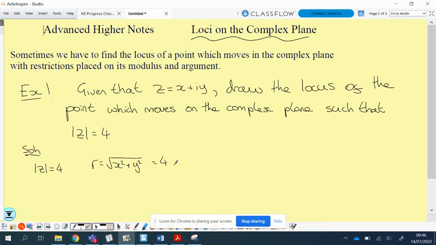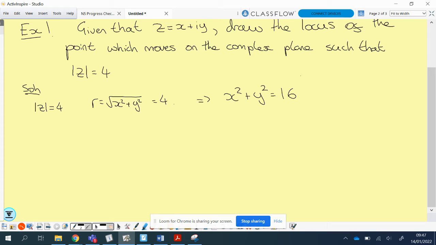Now, if I square both sides, squaring the square root and squaring the 4, it leaves me with x squared plus y squared equals 16, my apologies, not equals 4. Now I have an equation of a circle such that the centre would be at 0, 0, because there's no deviation away from the x or the y. If I take the square root of 16, I've got my 4 back, so the radius would be 4.